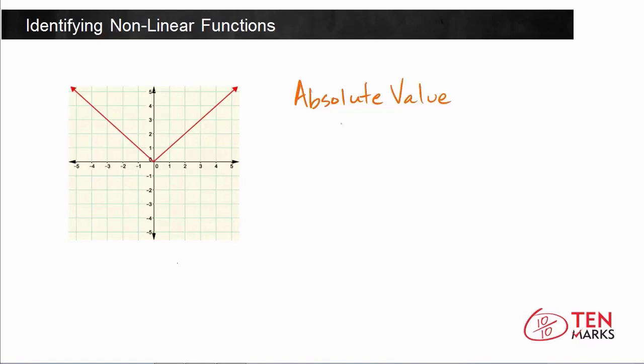Examples of absolute value functions include stuff like f of x equals the absolute value of x, or something like f of x equals 2 times the absolute value of x plus 1. Now the graph of an absolute value function is really distinct. It's V-shaped. As you can see, it goes in straight lines in both directions in the shape of a V.